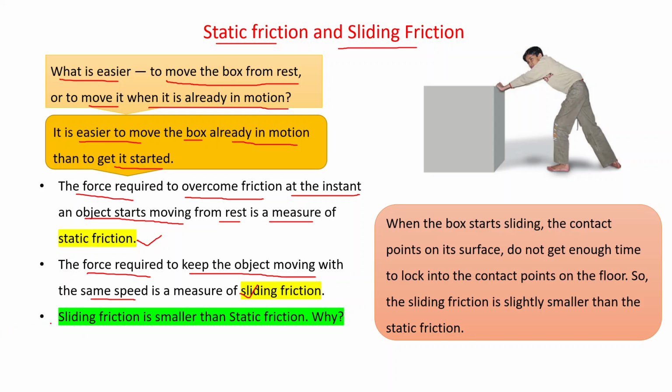And again, we observe that sliding friction is smaller than static friction. The question arises, why? Its answer is, when the box starts sliding, the contact points on its surface do not get enough time to lock into the contact points on the floor. So the sliding friction is slightly smaller than the static friction.